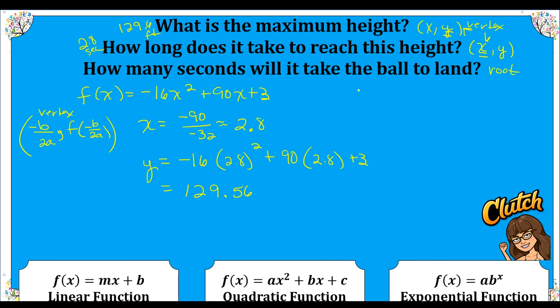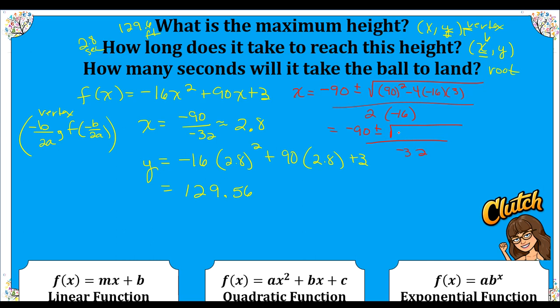Now, how many seconds will it take for the ball to land? We're going to use the quadratic formula. So my x values, negative b plus or minus the square root of b squared minus 4 times my a times my c, all over 2 times a. Simplify that a little bit more, keeping your work nice and neat.